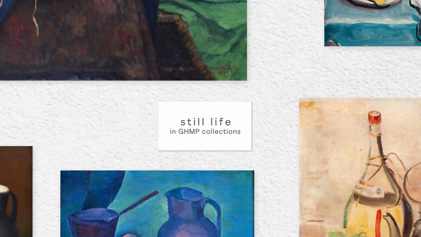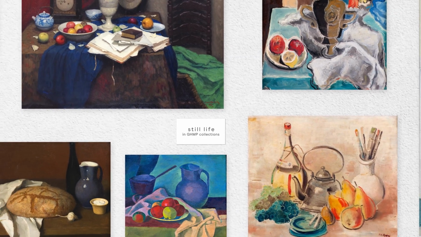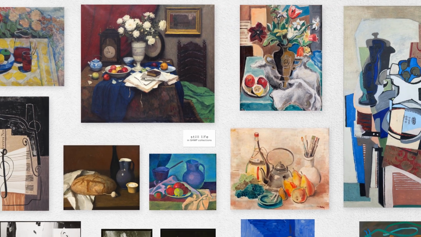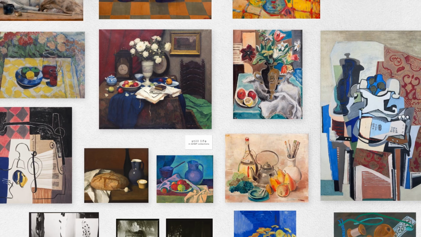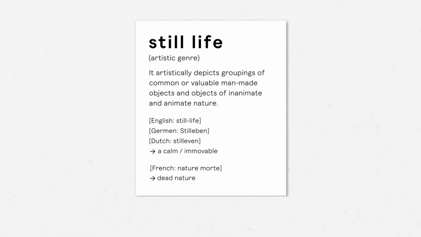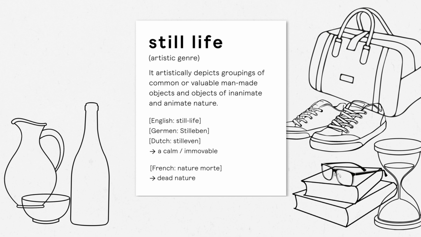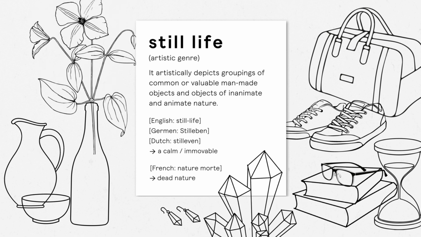A still life is an artistic theme in which objects are captured artistically. Through the choice of objects, their arrangement, the selected artistic technique, and their personal style, the creator of the still life expresses their artistic intent. Still life, therefore, artistically portrays a grouping of ordinary or valuable man-made objects and objects from inanimate and living nature.